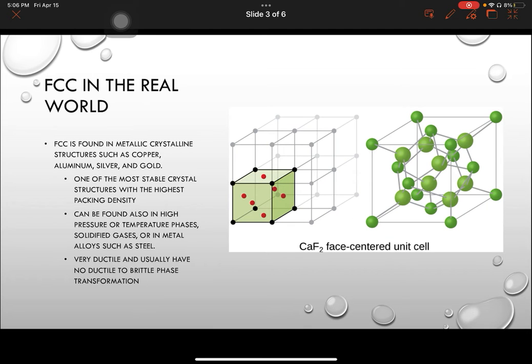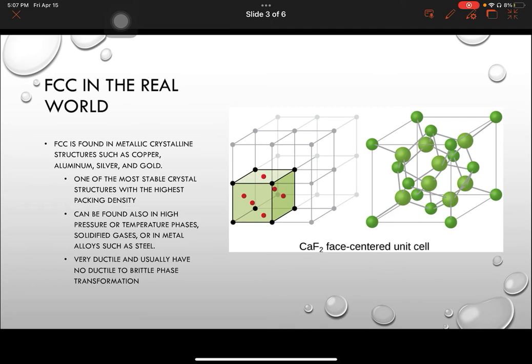Next, I want to talk a little bit about FCC in the real world. Why is this important? Why does it matter to us? Is this even really applicable in our lives? The reality is that FCC is a very common structure. It's very common in metallic crystalline structures.